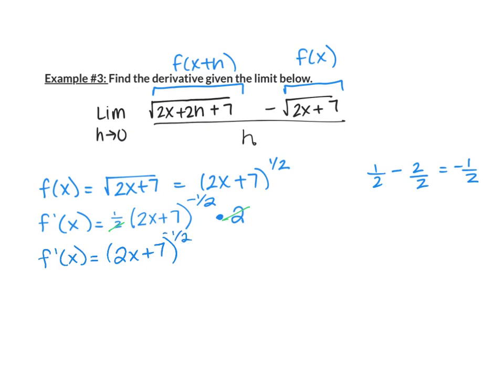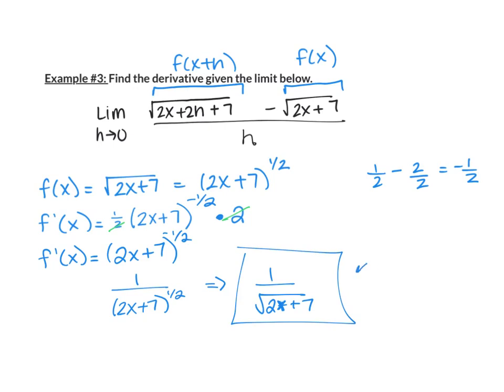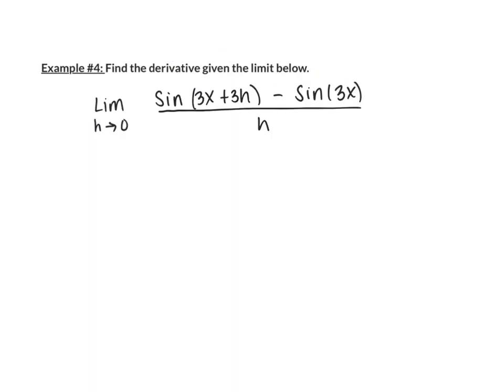And remember, another way to write that, if I have a negative power, I can bring it to the denominator, 2x plus 7, with a positive 1/2, or I could even write it as 1 over the square root. We don't need the 2 really when I do a square root, but 1 over the square root of 2x plus 7. And that is my derivative. That is my f prime.